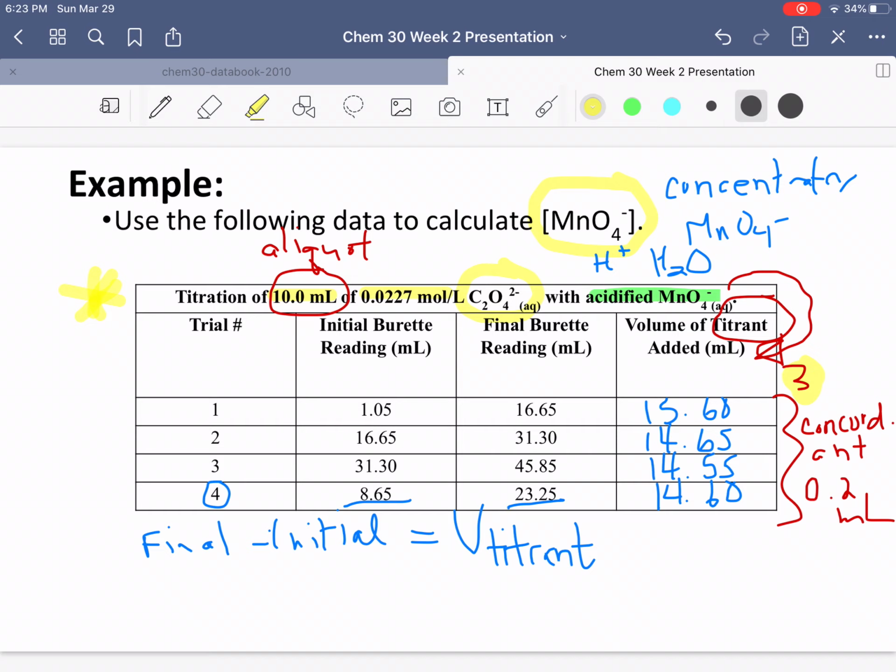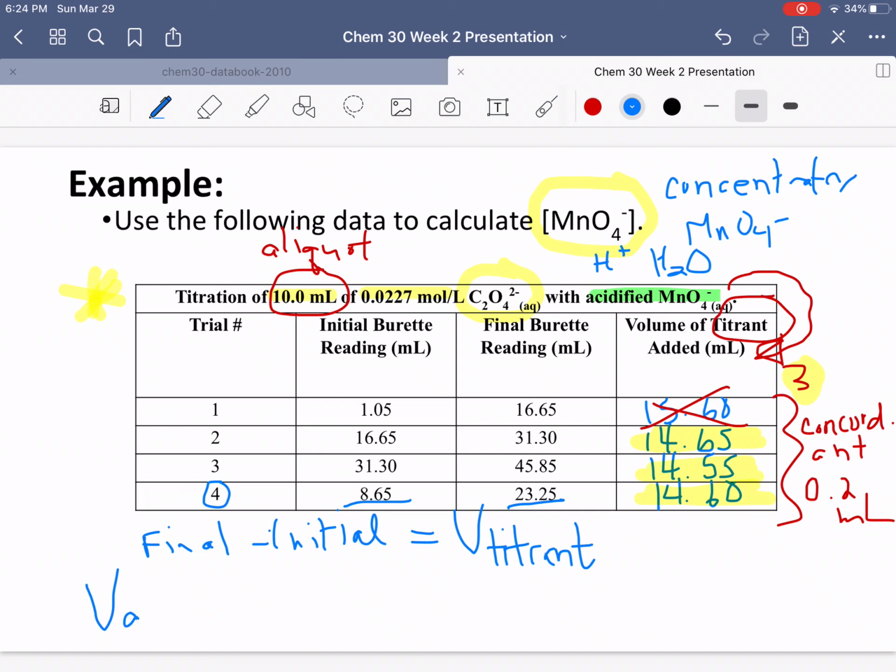In this case, we've got them: 14.65, 14.55, and 14.60. This one's not helpful. It's not concordant. So our next step then, in order to figure out the actual volume of titrant, of that acidified permanganate, we need to get the average.